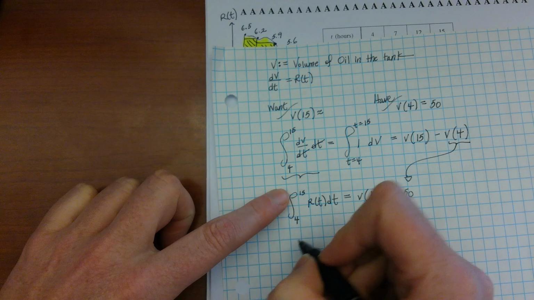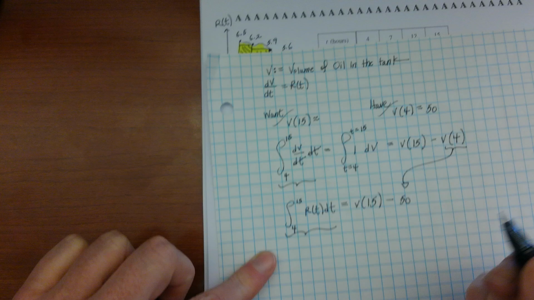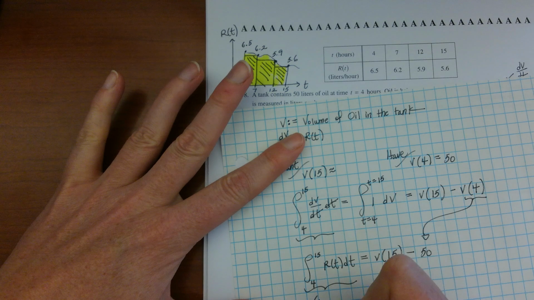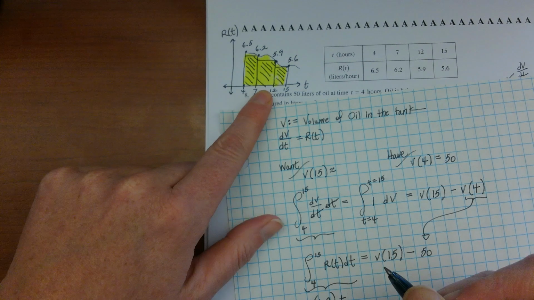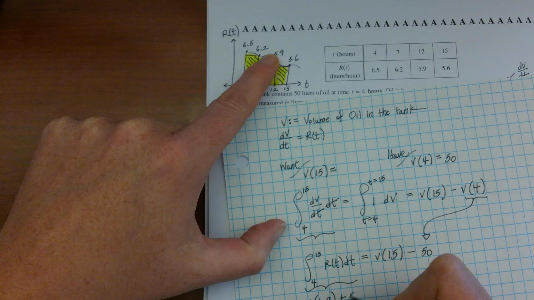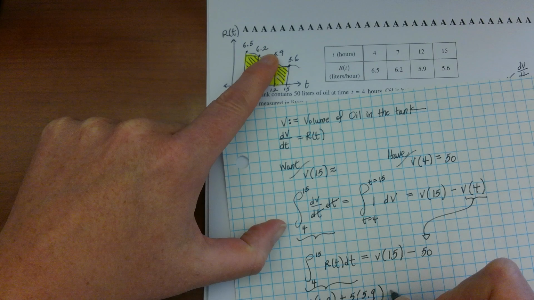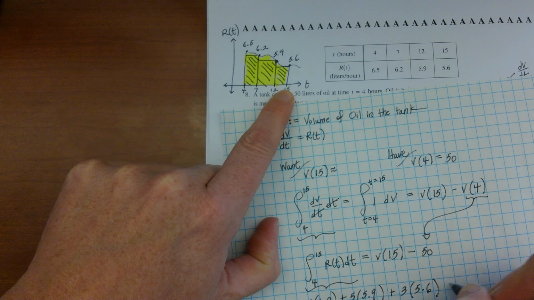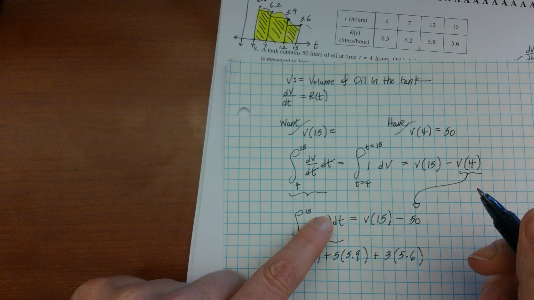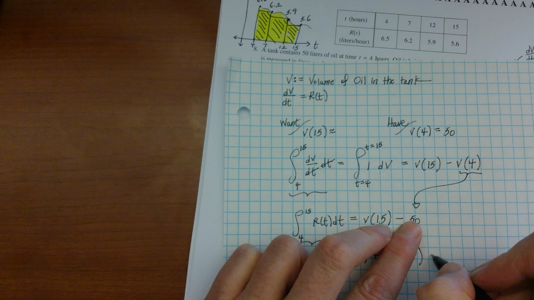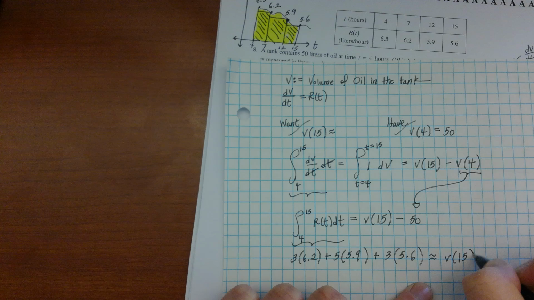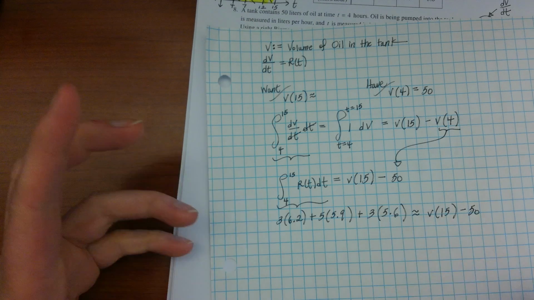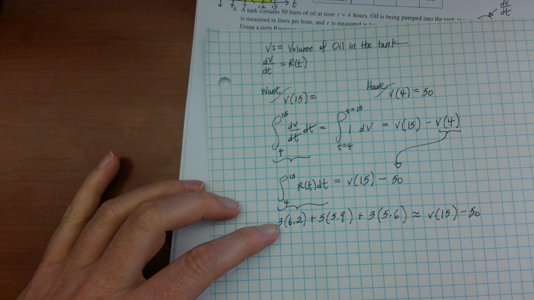So we are approximating this by doing 3 times 6.2 plus 5 times 5.9 plus 3 times 5.6. It's an approximation for this, so it would be approximately equal to the right side. And then remind yourself, what are we finding? That's right, we're finding v of 15. So now it's just a matter of simplifying and then adding the 50 over, so no big deal.